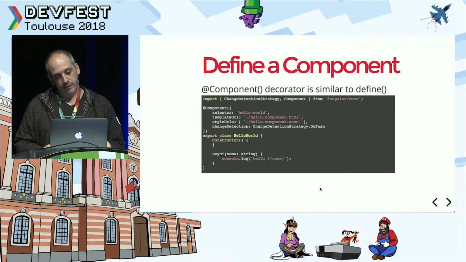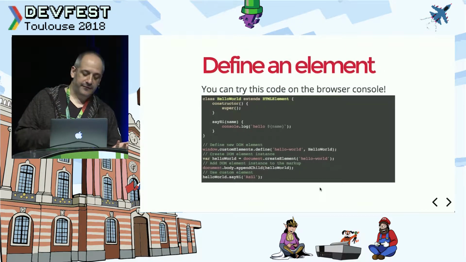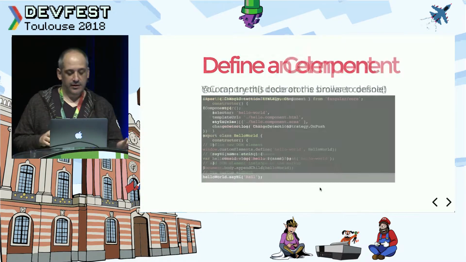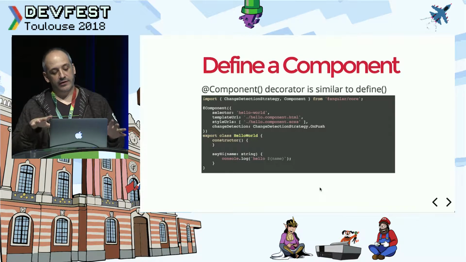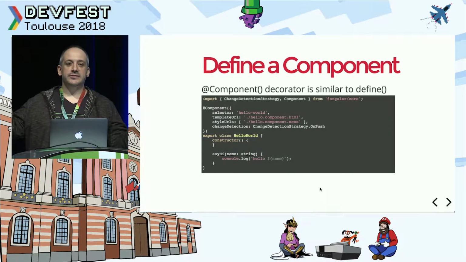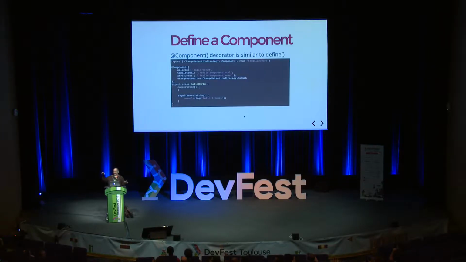So in Angular, if we define an element this way, we can define a component in Angular. How many Angular developers are here in the room? OK, half, maybe more. And Polymer web components developers? Not so many. OK, maybe I'm going to attract you to the evil side of Angular.